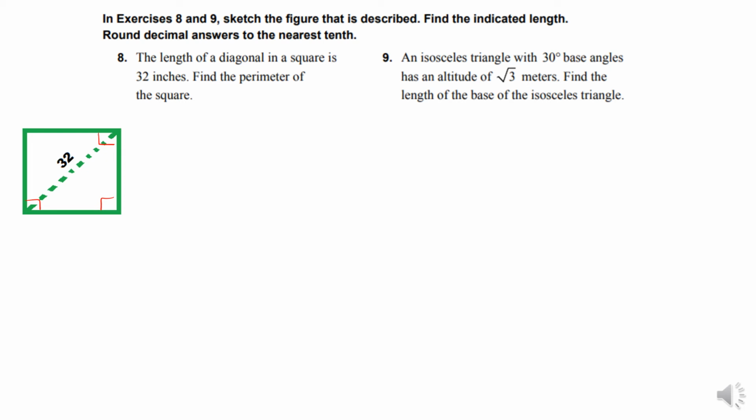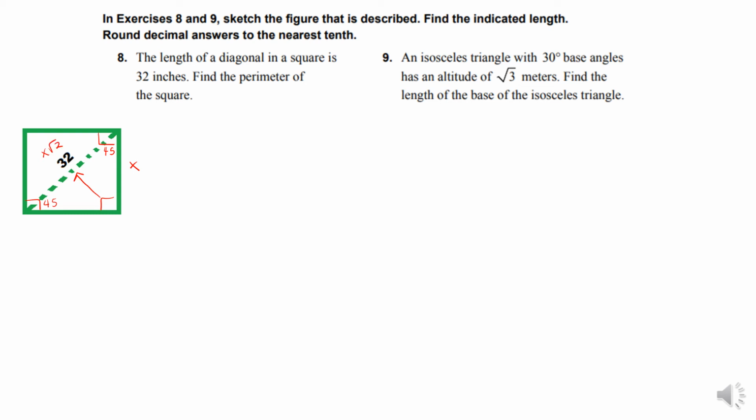And the diagonals of a square bisect those angles. So that means this is 45 and this is 45. So now I know I have a 45 degree angle. The 32 is the hypotenuse, and we know that the hypotenuse is, we're going to call our side x, x square root of 2.